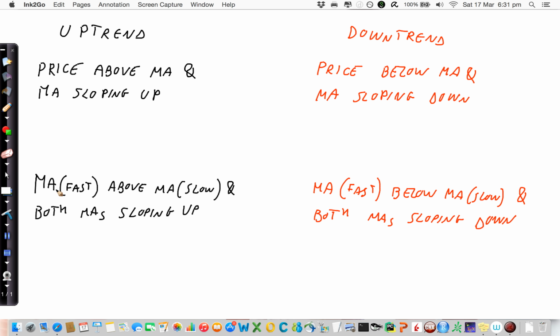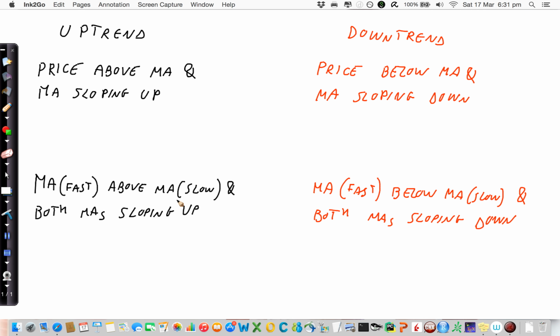The second way is when the fast moving average is above the slow moving average and the moving averages are sloping up. This is an uptrend. And a downtrend is again when the fast moving average is below the slow moving average and they are sloping down.